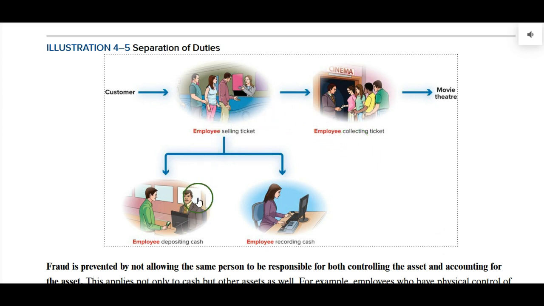Then later on, you have a different employee depositing the cash, and then a different employee recording cash in the accounting records. So you try to have, in this case, at least 4 different people involved in the process.